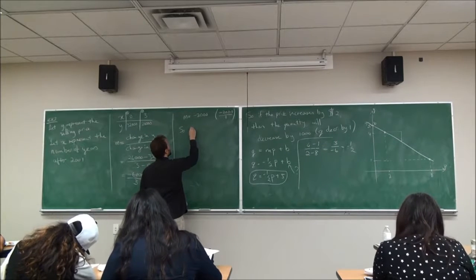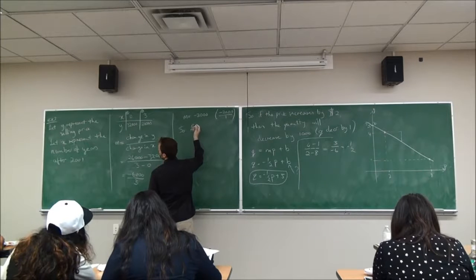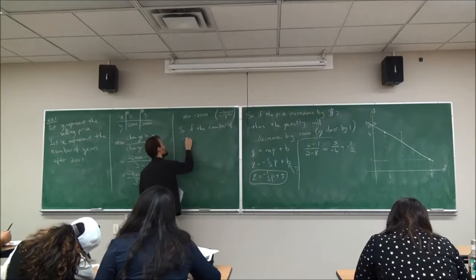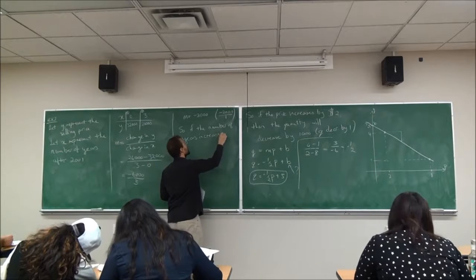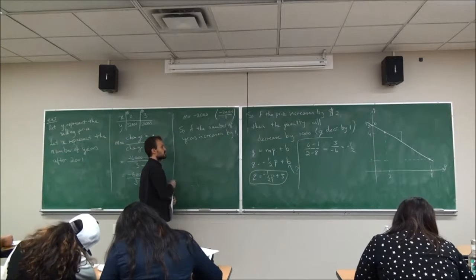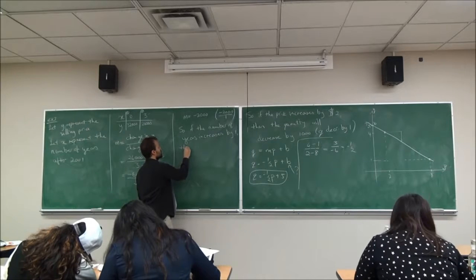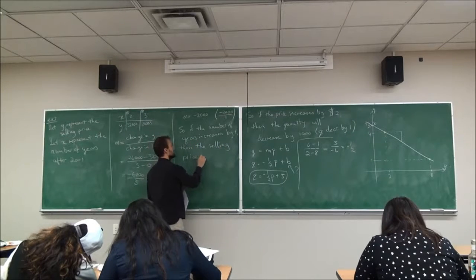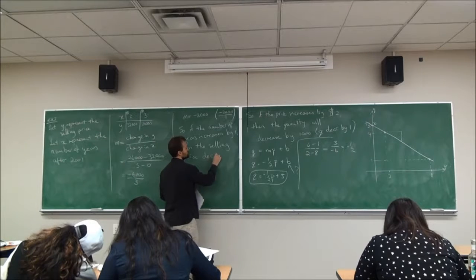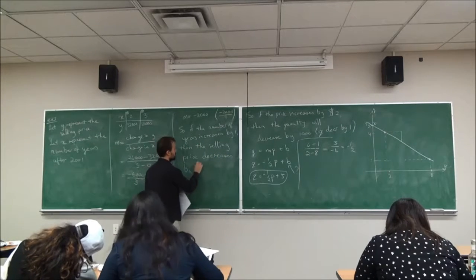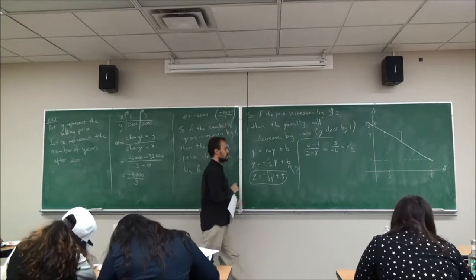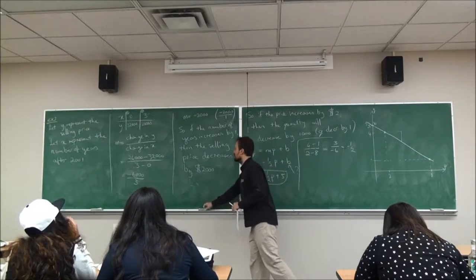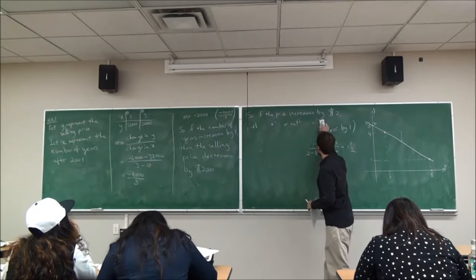So if the number of years increases by 1 year further into the age of the car, then the selling price decreases by $2,000. So it's very important that you can interpret the slope, referring back to the original question. Remember what the variables mean.